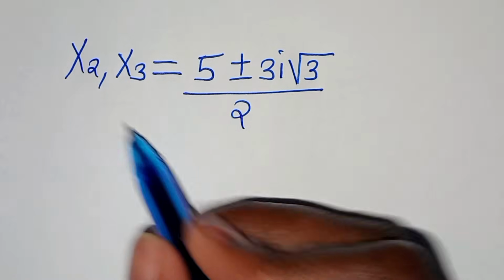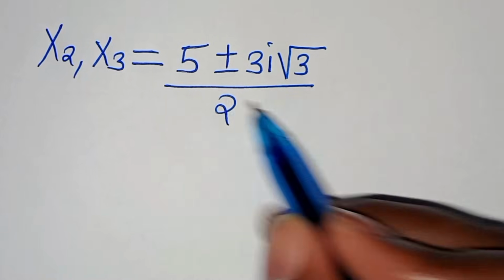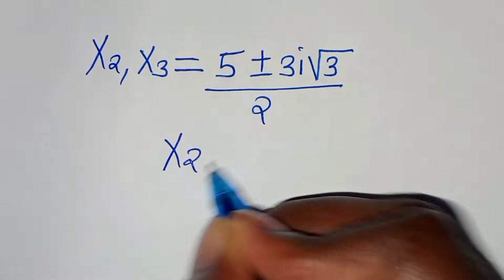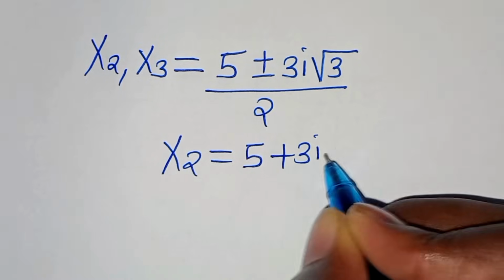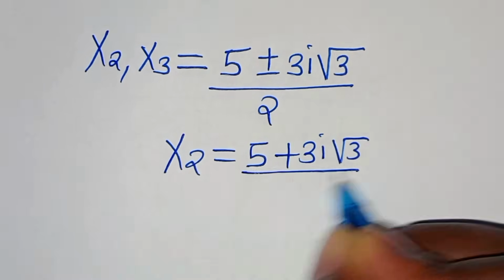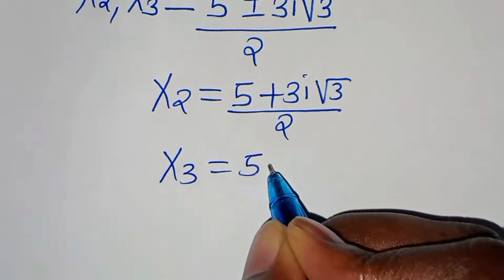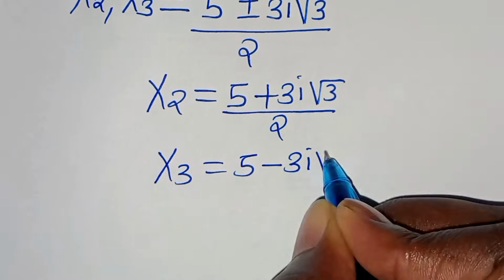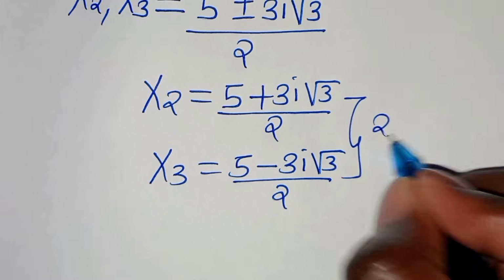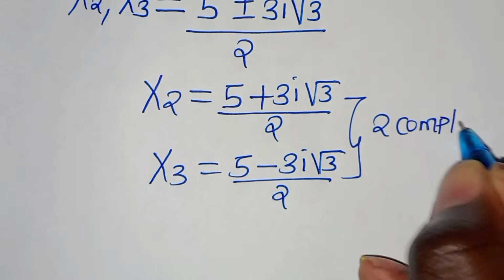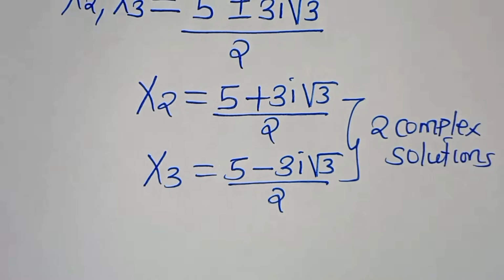Now we have x2, comma x3. This is 5 plus or minus 3i square root of 3 over 2. So this means that x2 is equal to 5 plus 3i square root of 3 divided by 2. Then x3 is 5 minus 3i square root of 3 divided by 2. Now you find that these are two complex solutions under case 1.